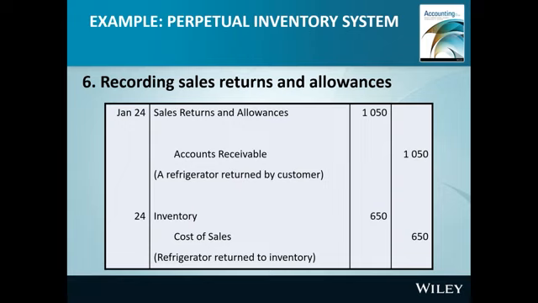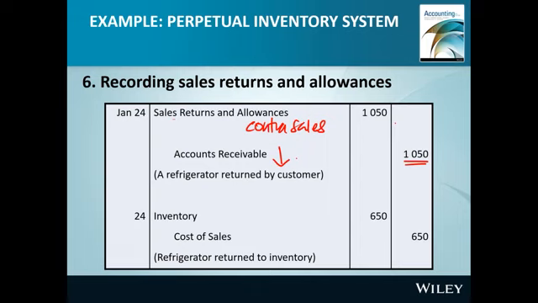How about sales returns and allowances? If our customer returns the goods to us, maybe this is 1 unit. So we're going to reduce our sales. We're going to create a new account, SRA. This is a contra sales account for 1 unit. When they return it, you're going to reduce your account receivable by 1 unit.